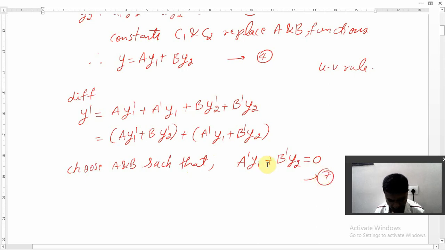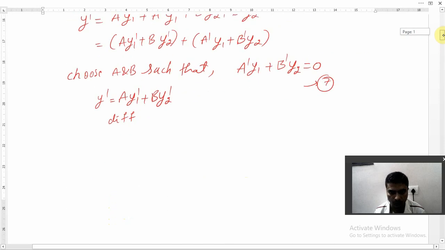I'm going to use equation number 7 in my next step. When I choose this as 0, I will get only y dash equal to a y1 dash plus b y2 dash. So for my simplification I have just made this 0. Is it clear? Once again I will just differentiate this so that I should get the second order solution.